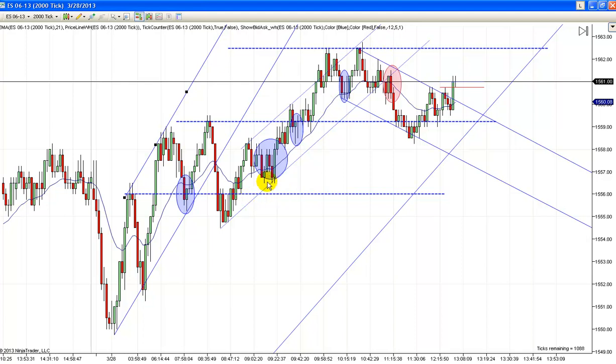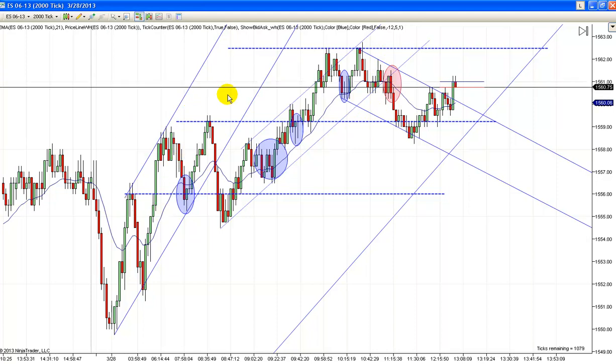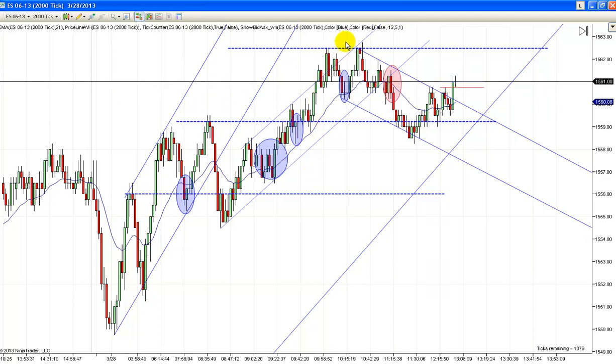So notice we bounced off it here, and then we bounced off it here, although it wasn't a very good trade. But by that time, I was a little weary because I was looking at this as the channel, and I was also assuming that maybe we had a range that was equal to the first range.